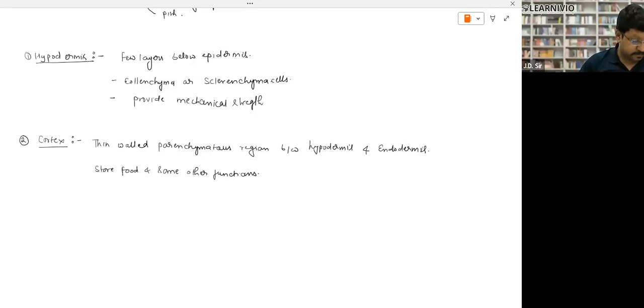Next point. They can perform photosynthesis if green. If chloroplasts are present, they can perform photosynthesis, right? If green.